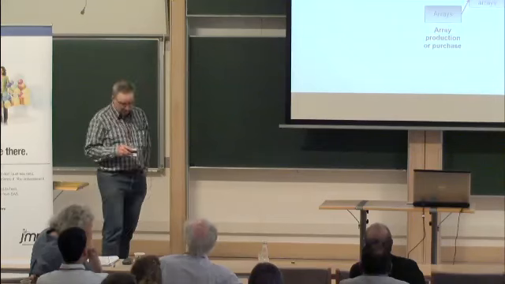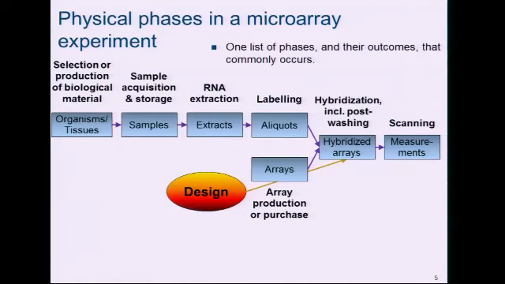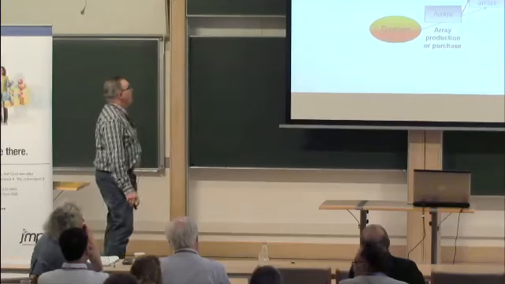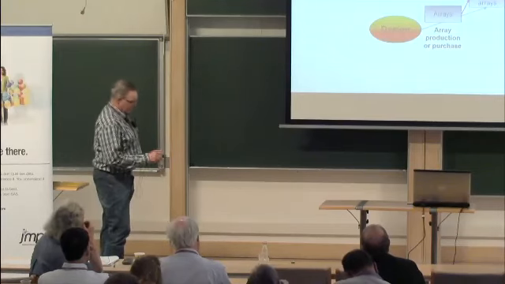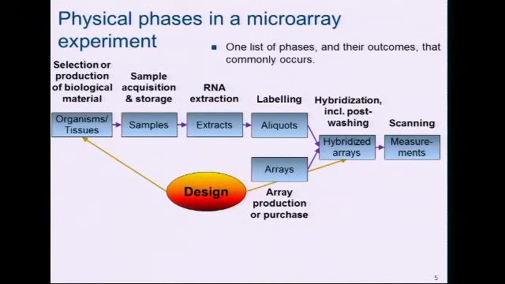Each of these represents a phase in the whole experiment. Now, when we talk about design in microarray experiments, we often think about design in this phase. That is, how do we assign the aliquots to the arrays to end up with the hybridised arrays? That's the main thing that we think about in microarray design. Well, actually, there might also be a design in the very first stage, in the selection or production of biological material.